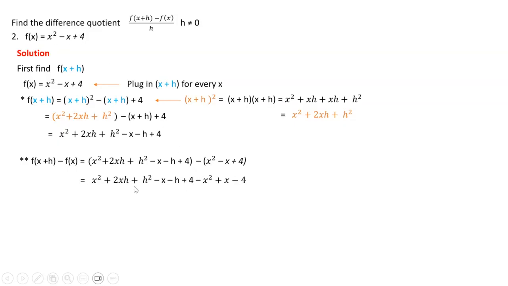Now the next step is to distribute, right? So we just bring down the f of x plus h. Here with a negative, I'm going to multiply -1 times x squared, which will give us -x squared. -1 times -x will give us a +x.